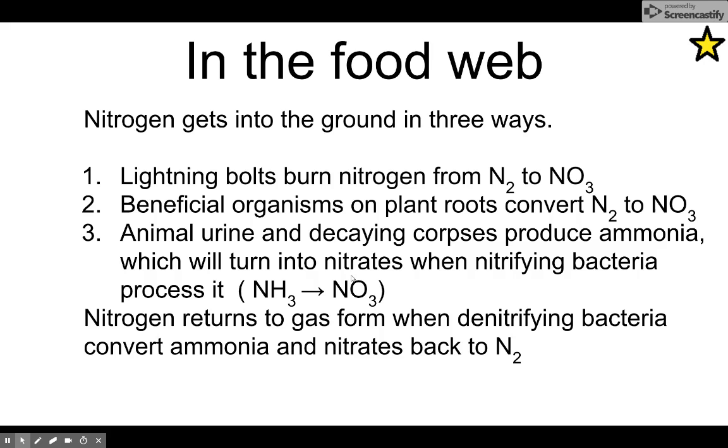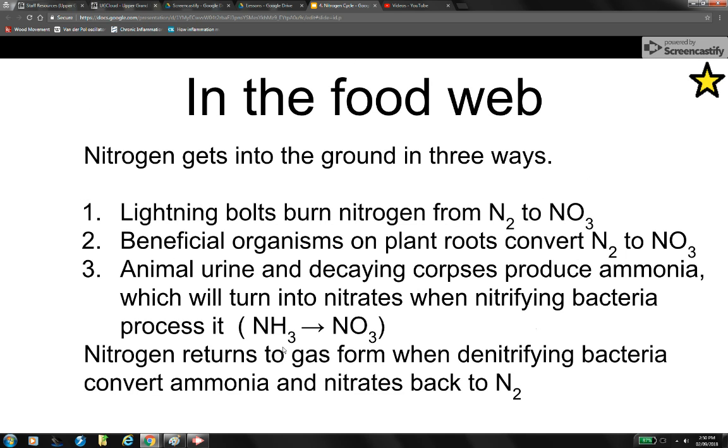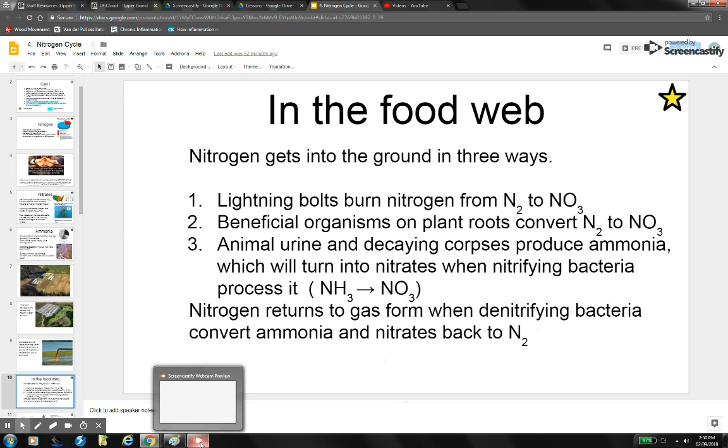Okay, so those are the three ways it gets into the ground, and that would be the part you need to know. Now I'm going to pause the video for part one before I run out of the time I'm allowed to record.